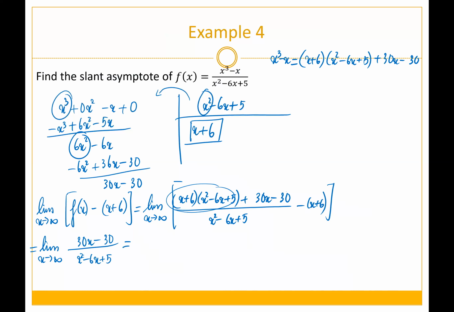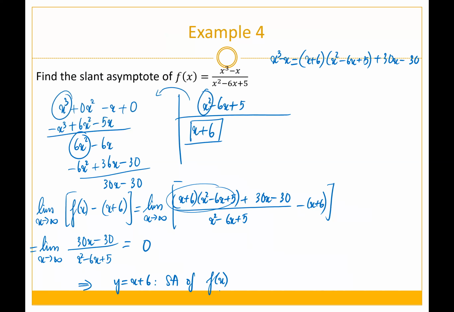The power in the denominator is going to infinity faster than the numerator. So x is always going to be smaller than x squared as x approaches infinity. Therefore, this limit is equal to 0. Which means our conclusion is that y equals x plus 6 is the slant asymptote of f(x).